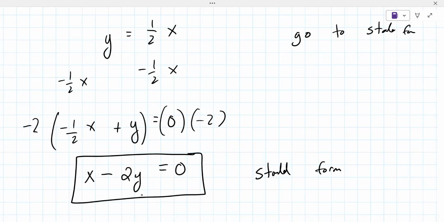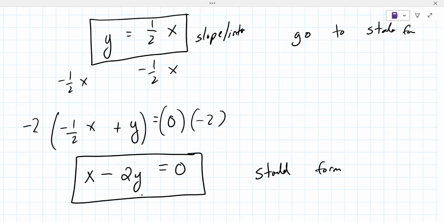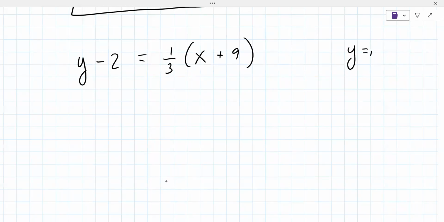Okay. So yeah, we had slope intercept form, and then standard form. Is that okay? Yes. All right, so let's try another one here. Let's say I give you an equation like this: y minus 2 equals 1/3 x plus 9 this time. So I'd like you to put this into y equals mx plus b form again.